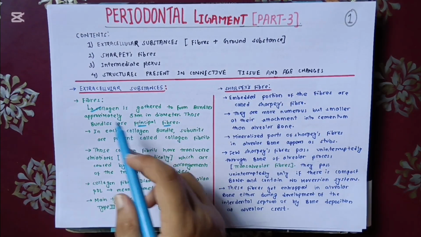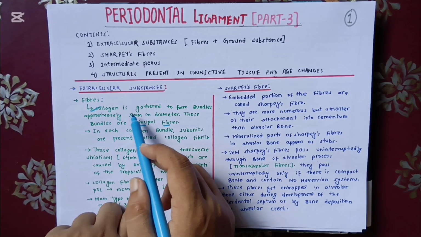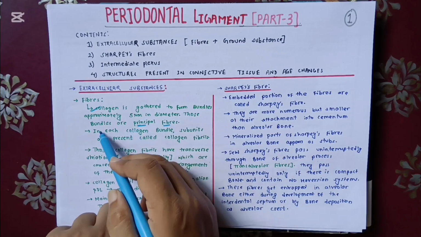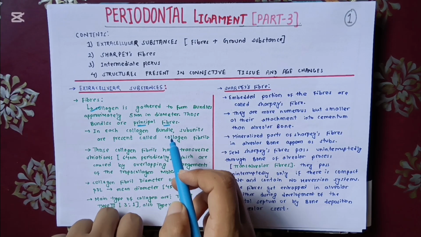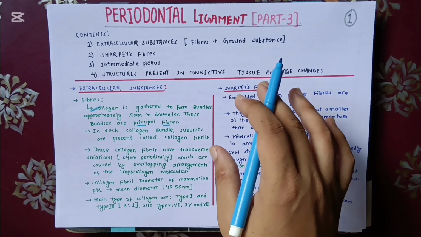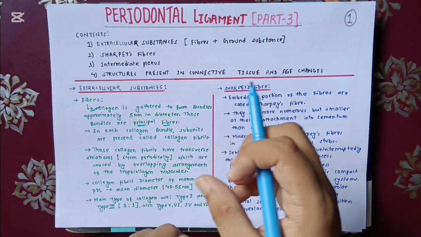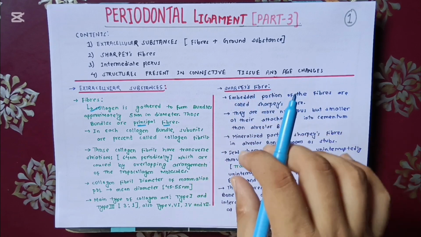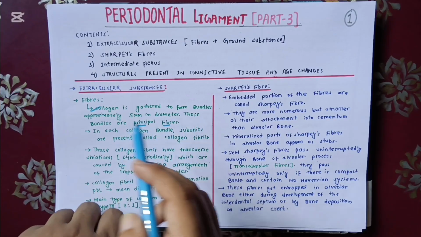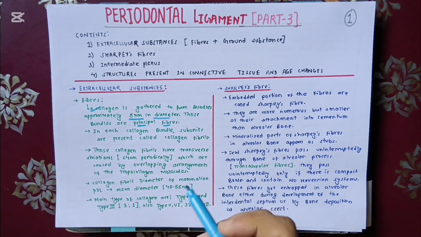In this first point, as you can see, we have collagen. First we will discuss the collagen. Collagen is gathered to form bundles approximately 5 micrometer in diameter, and those bundles are the principal fibers. So principal fibers are just bundles of collagen fibers. The collagen fibers are accumulated to form bundles, those bundles are called the principal fibers, and the diameter of those bundles is 5 micrometer. You can remember this data, this is important.